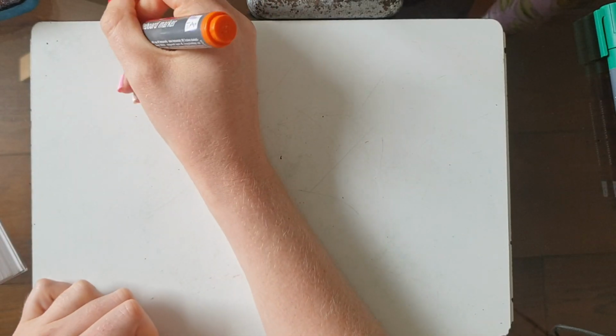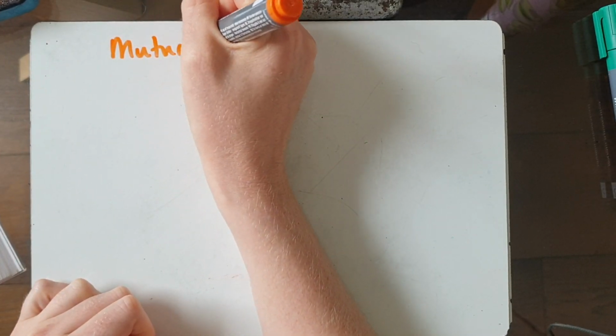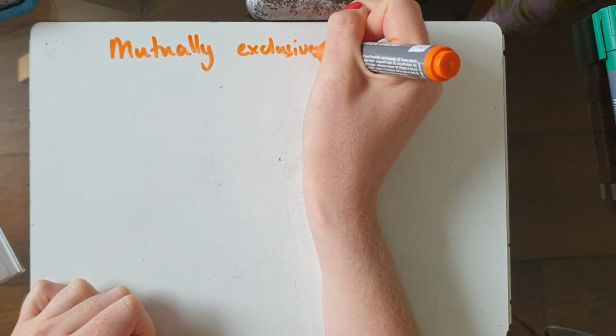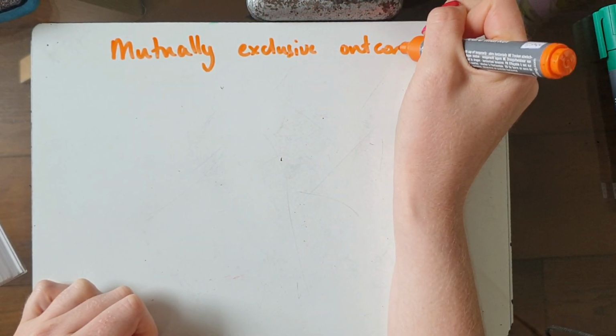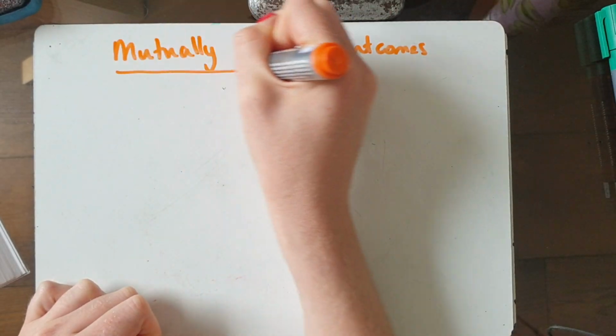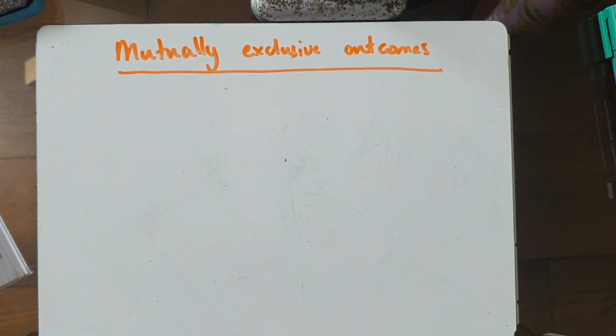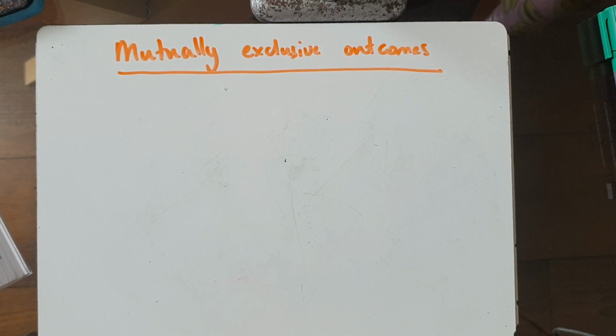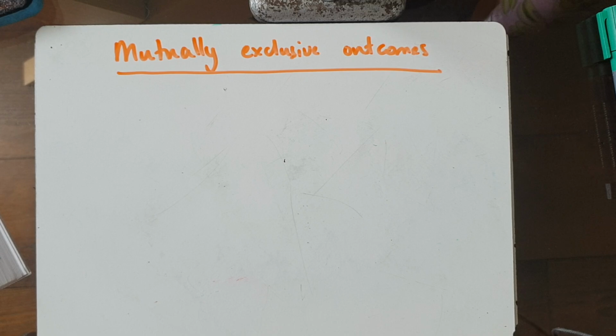Today we are looking at mutually exclusive outcomes. So that will be our title, mutually exclusive outcomes. Now, mutually exclusive means that two things cannot happen at the same time.